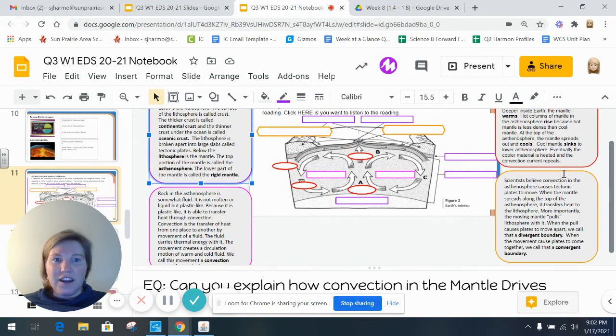So look very carefully in those orange shapes and make sure you look. If it's an area where the arrows are going apart, the plates are moving apart, then that would be divergent. If it's an area where plates are coming together, that would be convergent.